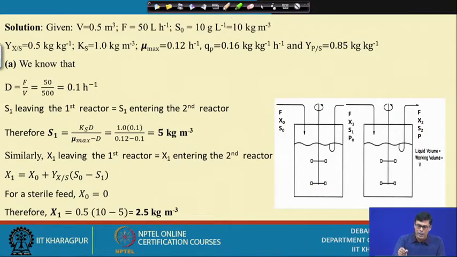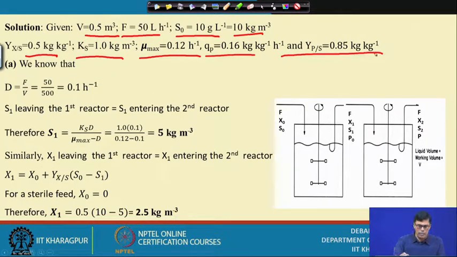So, what are the parameters given? This volume is 0.5 cubic meter, flow rate is 50 liter per hour, S0 is 10 gram per liter. 10 gram per liter we can write 10 kg per cubic meter, and Yx/s is 0.5 kg per kg. Ks is 1 kg per cubic meter, mu max is 0.13, Qp is given, and this is given.